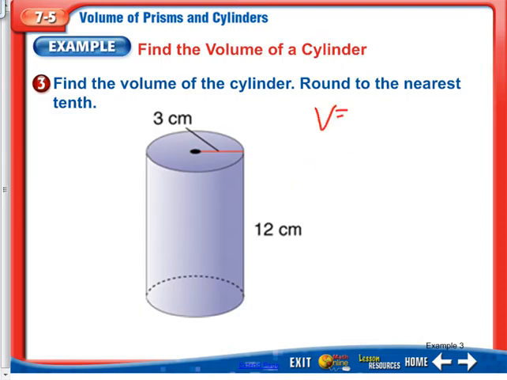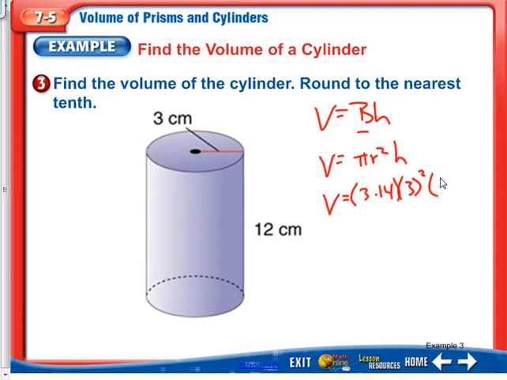So we'll go volume equals area of the base times the height. So now the area of the base is going to be pi r squared and then times h. This one's a little bit nicer because we don't have two h's in there, so it doesn't get confusing. So pi is 3.14, r is 3, we need to square that. And then the height of the cylinder is 12. Once we get it all written out, we can go to our calculator.